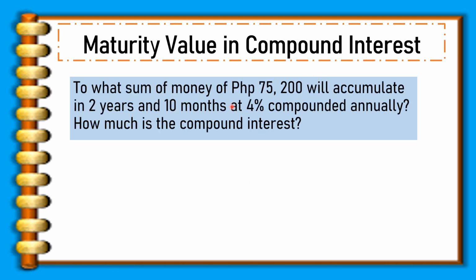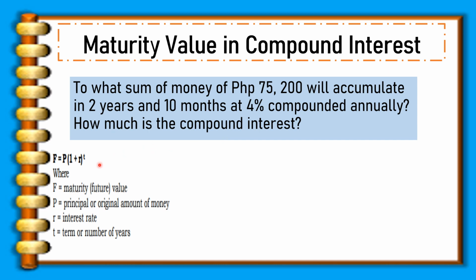By taking this example: to what sum of money will 75,200 pesos accumulate in 2 years and 10 months at 4% compounded annually? How much is the compound interest? Actually, you are asking about two things: the sum of money, which is the maturity value or the future value, and then the compound interest. Remember that the formula for the maturity value or the future value is F equals P times the quantity 1 plus R, raised to T.